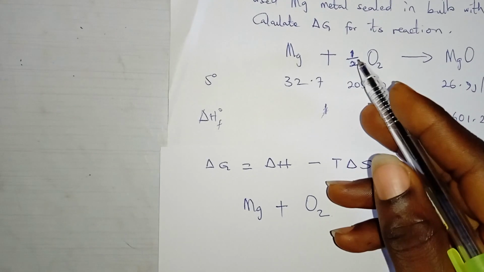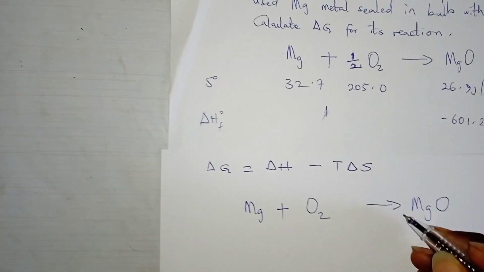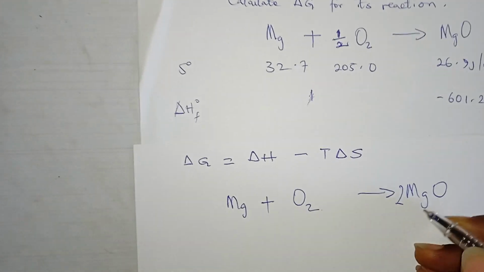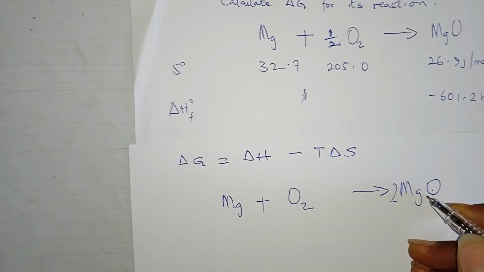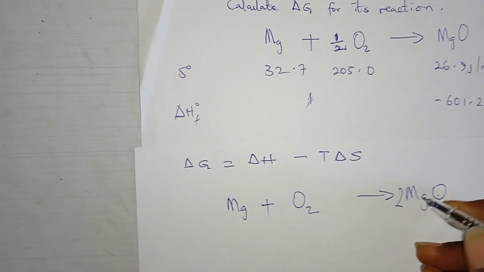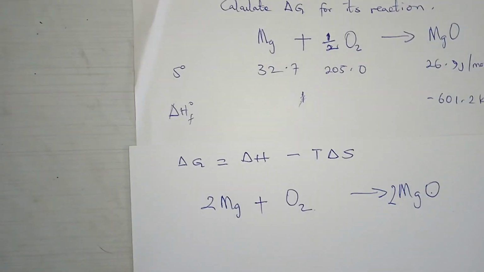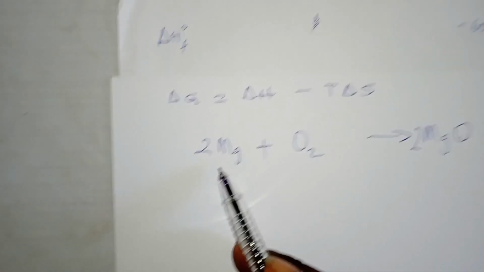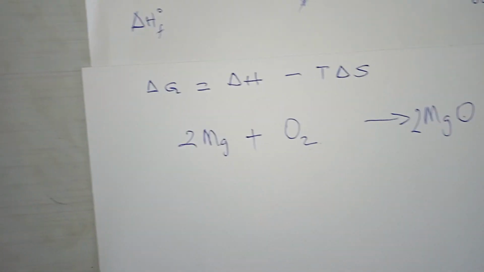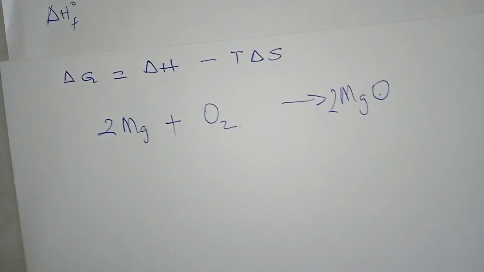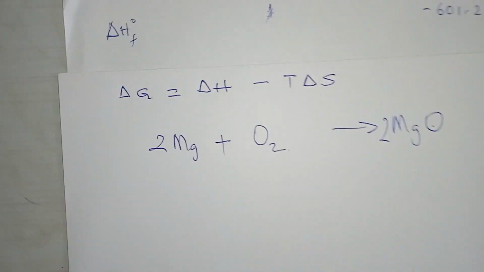So I'm ignoring this half. I'm not using this method. Since I have 2 here, let me put 2 here so that it becomes 2 oxygen. Now the minute I put 2 on this compound, notice that this magnesium is now 2. I put the 2 here, so it's balanced: 2 magnesium, 2 oxygen, 2 magnesium, 2 oxygen. So once I have it balanced, I will use the values I have.